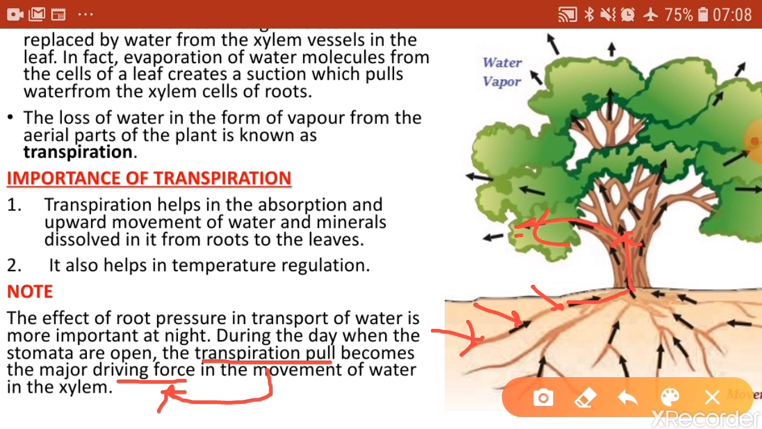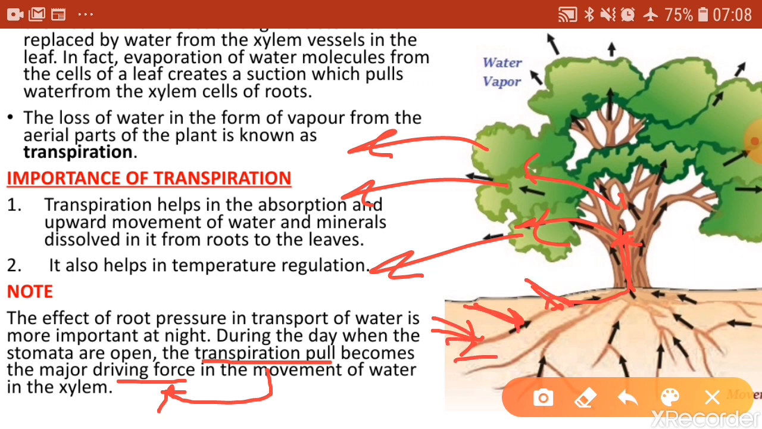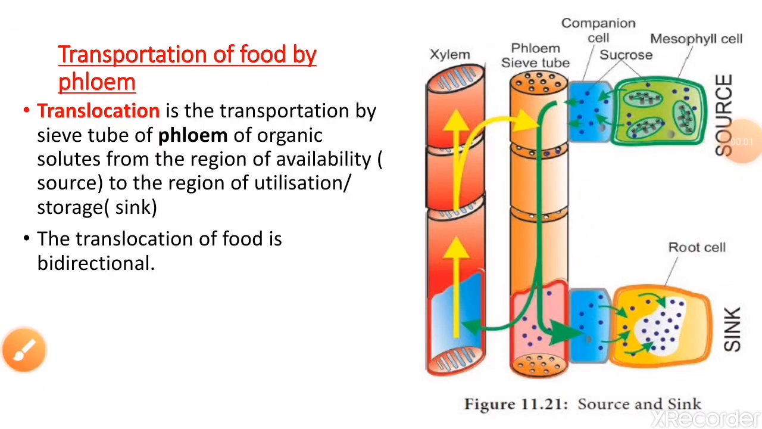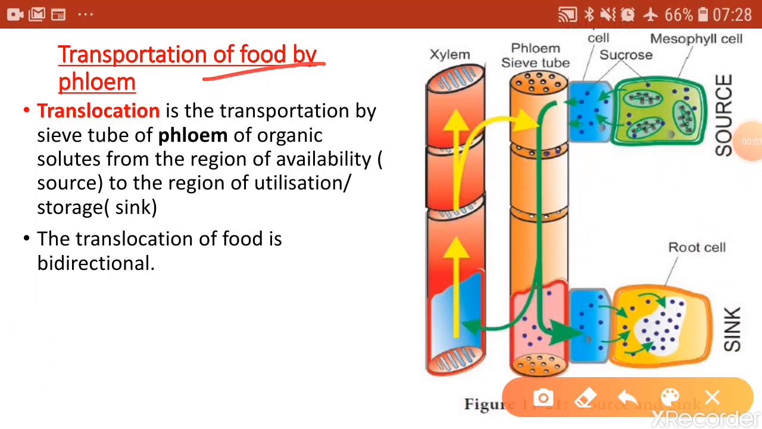Like a rope, if the rope is pulled from one side, you find that the entire rope is pulled. In this way, loss of water to the environment will cause water to be withdrawn from the xylem vessels of the leaves. They will pull water from the xylem vessel of the stem, then the water from the xylem vessel of the root is pulled, and that causes the absorption of water and minerals from the soil. So this is how the two forces, root pressure and transpiration, help in upward movement of water and minerals. Let us now study how transportation of food occurs in the plant's body.